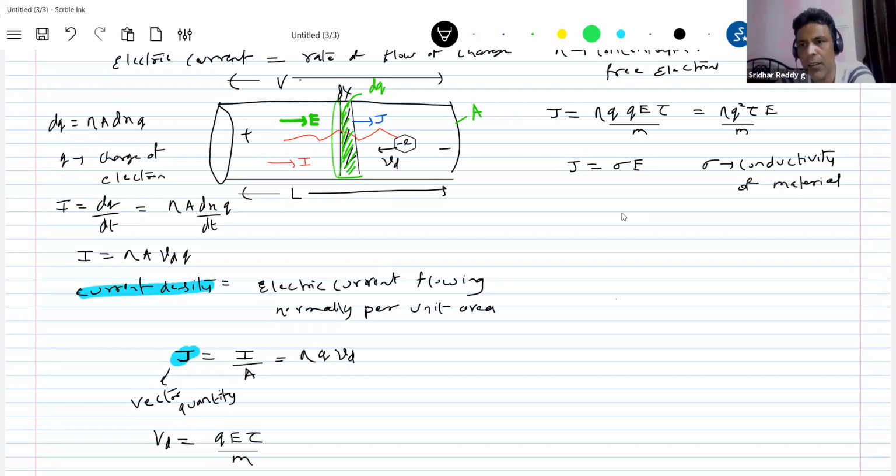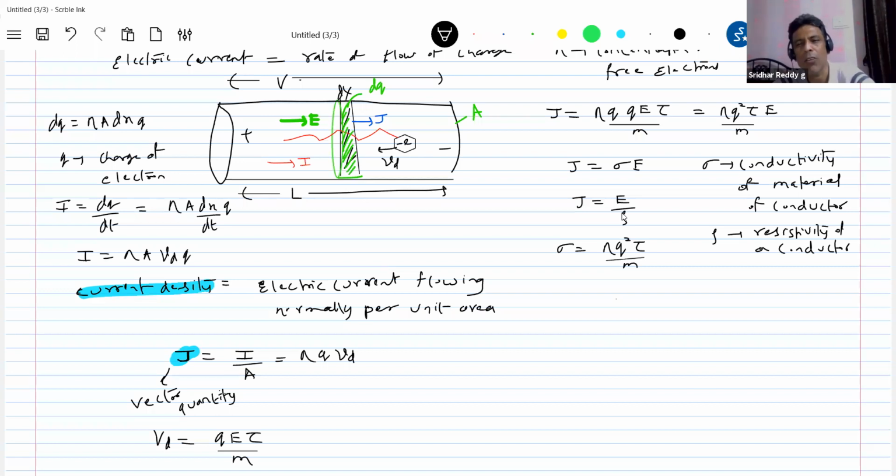Conductivity of the material of the conductor. The reciprocal of this is called rho, where rho is called the resistivity of a conductor. So sigma should be equal to eta q square tau by m. Or rho you can write as 1 by sigma, the reciprocal of this: m by eta q square tau.